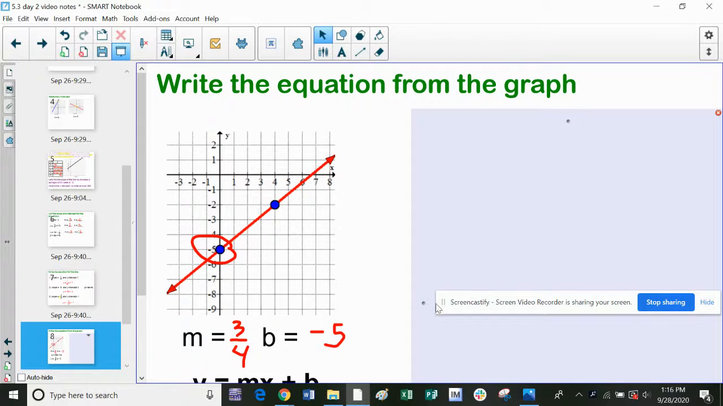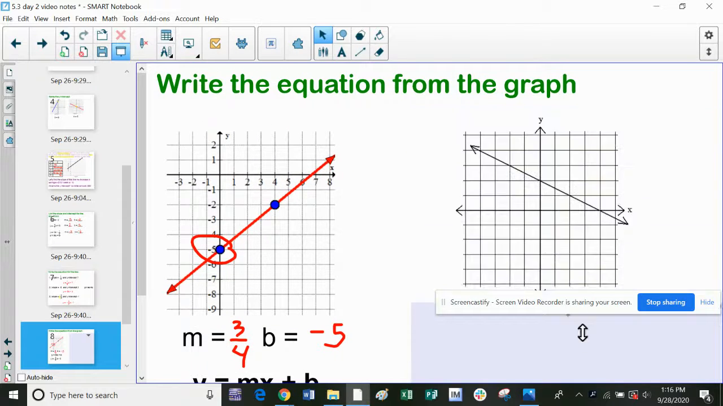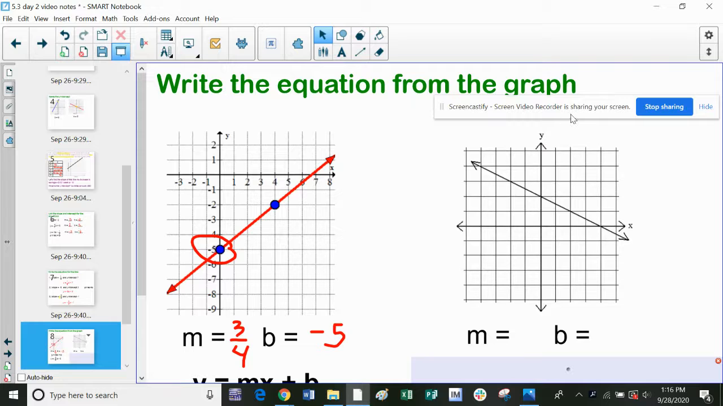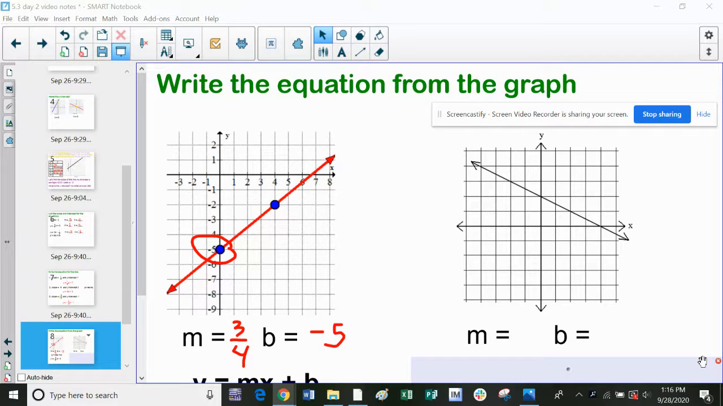Let's try one more. Here's the picture, and I want you first to find the slope and the y-intercept. So go ahead, take a minute. I'm just sitting here talking to myself while I'm letting you work. I think I'm going to use this dot here and this dot here.